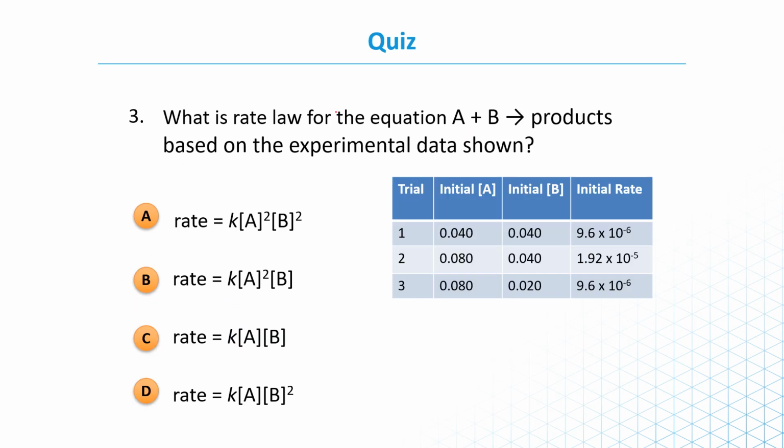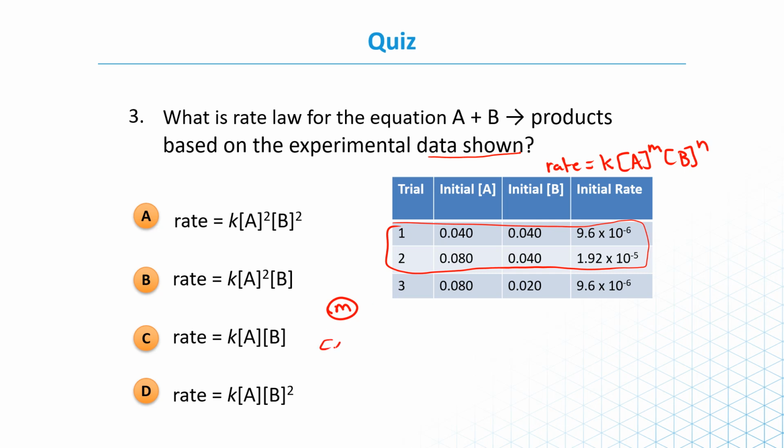Now, what is the rate law for the equation A plus B gives me products based on the experimental data shown here? So this is a tricky one, guys. Okay, let's do what we did before. First of all, you need to write the equation: concentration of A to the power m times concentration of B to the power n. So let's find m first. To find m, we need two experiments. لازم نشوف تجربتين من هني. ال B فيهم ثابتة. مين ال B ثابتة موجودة في 1 and 2.